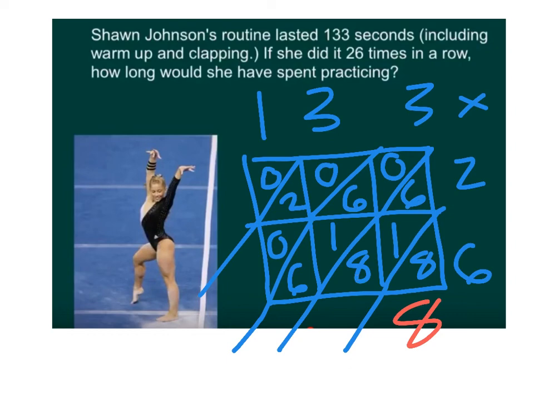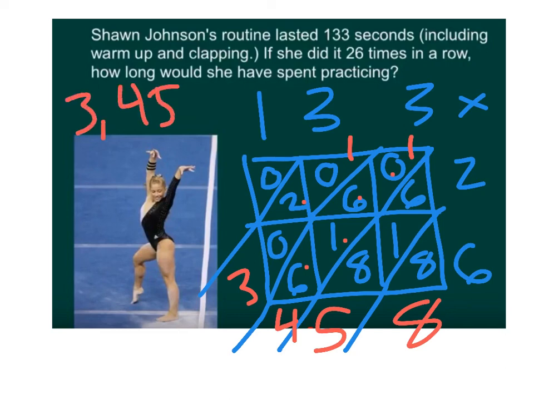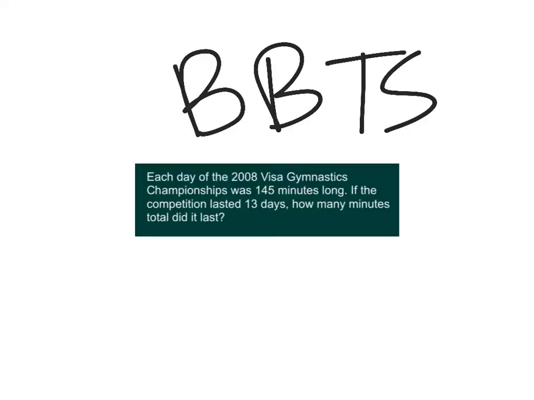I know I can only have 1 in each place value, so I'll carry up my group of 10. 1 plus 0 is 1, plus 6 is 7, plus 1 is 8, plus 8 is 14. And I'll carry up my 1. 1 plus 2 is 3. So that gives me a final answer of 3,458 seconds had she practiced it 26 times in a row.